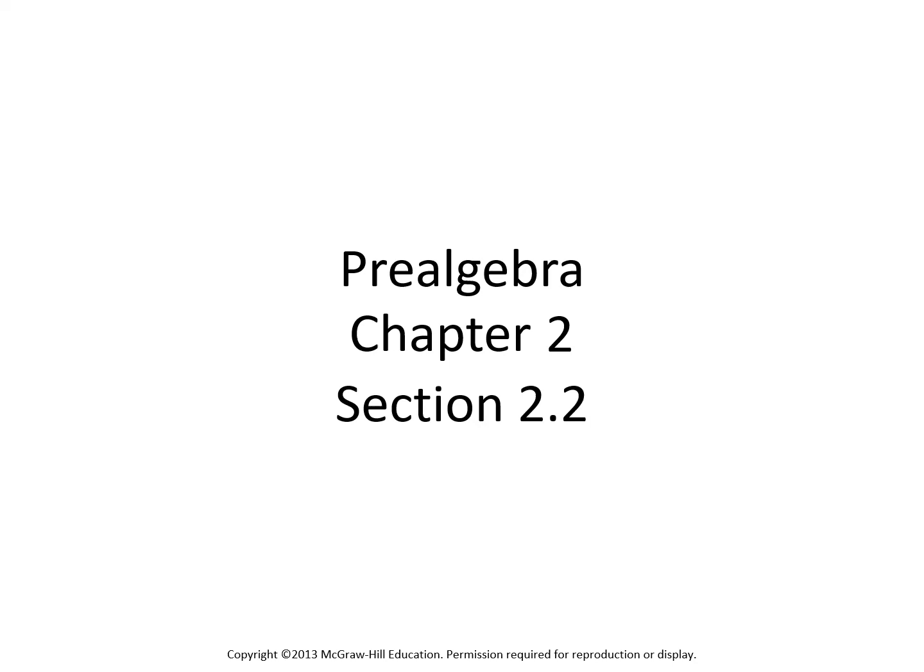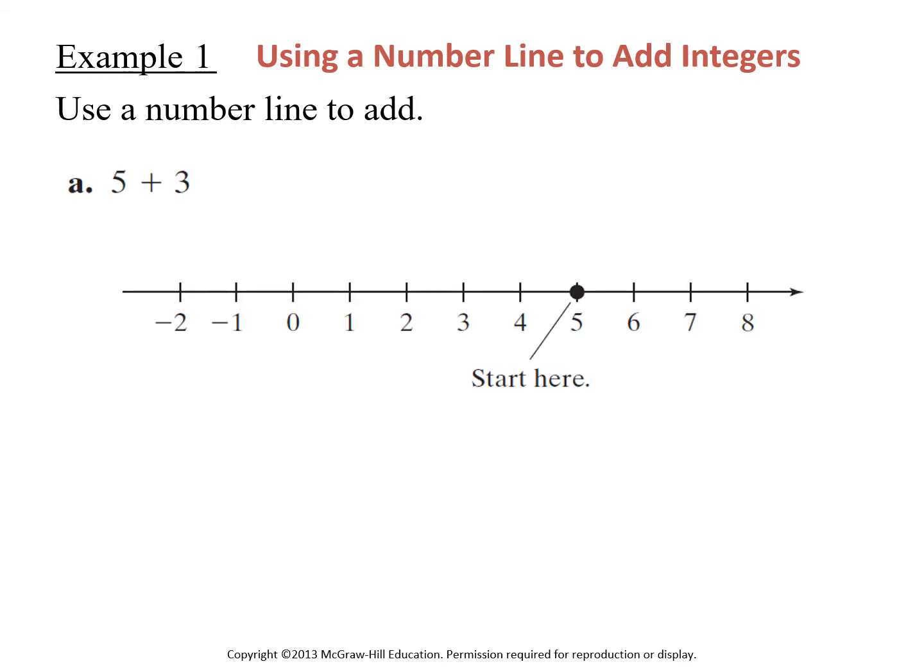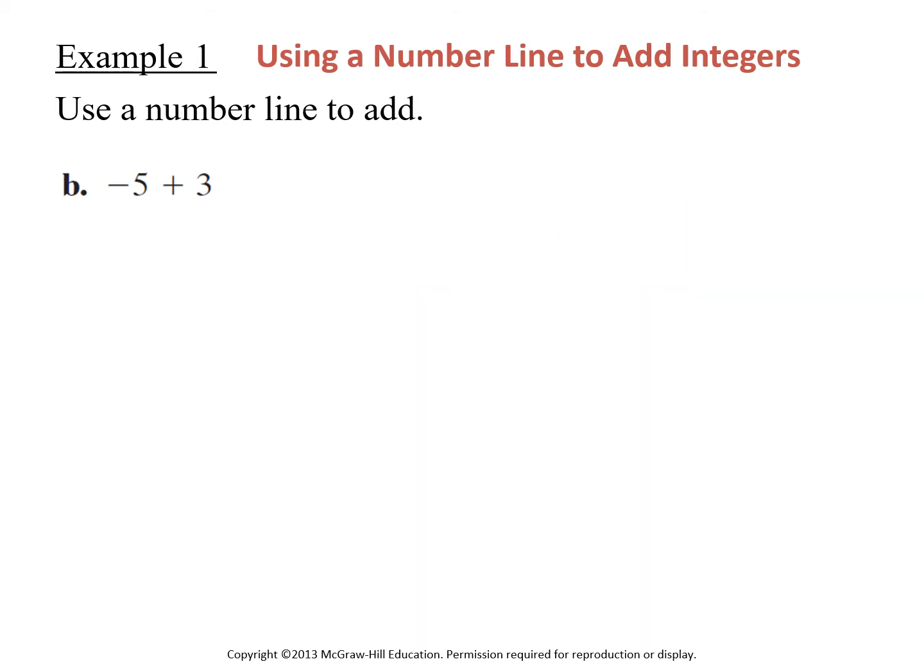In section 2.2, we look at addition of integers. Here we're going to use a number line to add integers. So 5 plus 3, we're starting at 5, and we're moving 3 units to the right, and that lands us at 8. So 5 plus 3 equals 8.